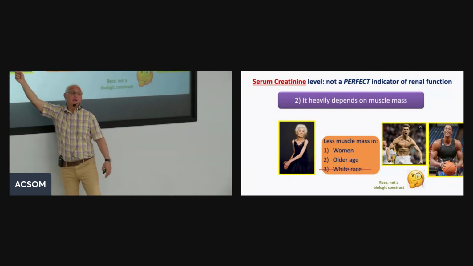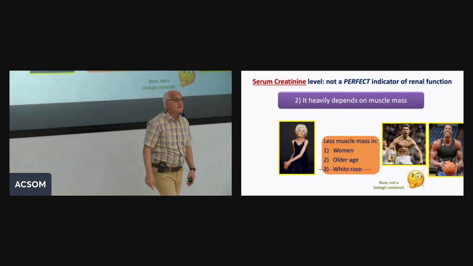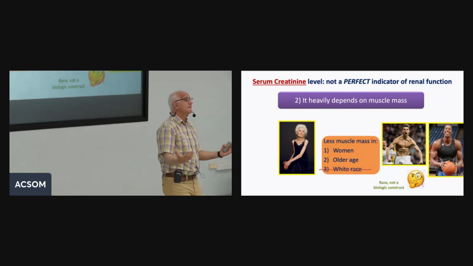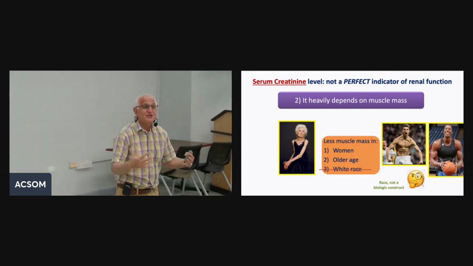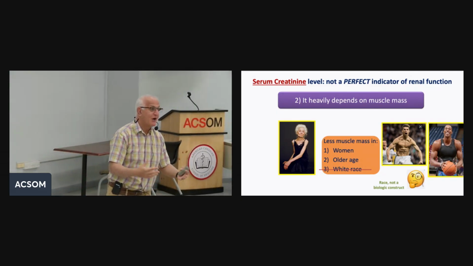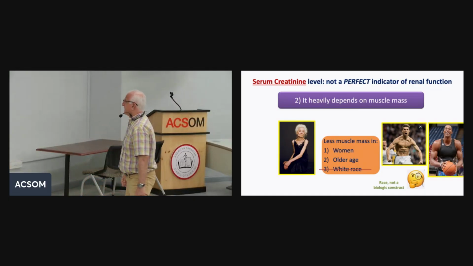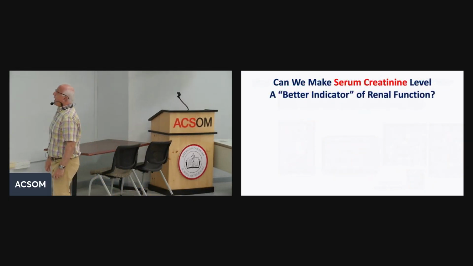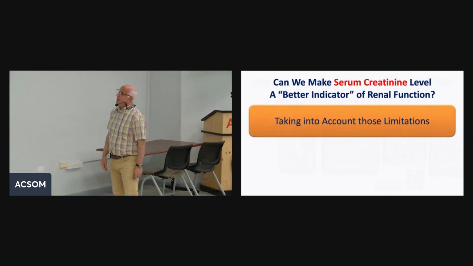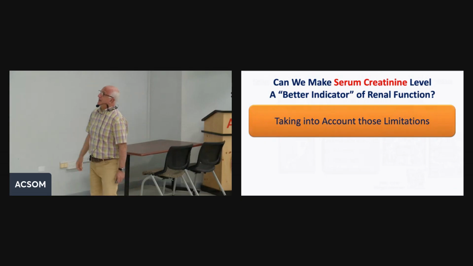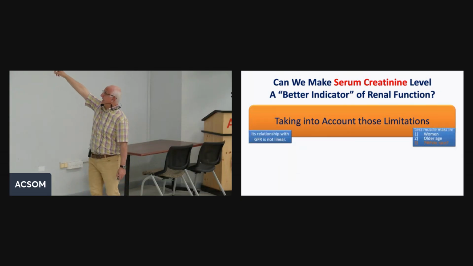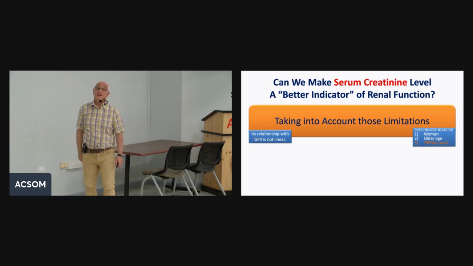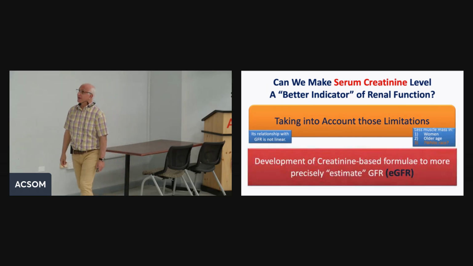2.5 for this lady, close to dialysis. You see the difference? So serum creatinine alone is not a perfect measure. We need to make it better. Okay. So how should we make it better? Let's take into account those two caveats that I told you. Relationship with GFR is not linear, and there are other things that change the muscle mass. Okay? How do we take them into account?